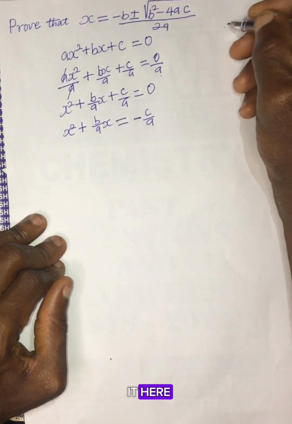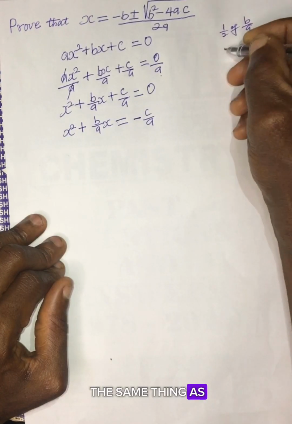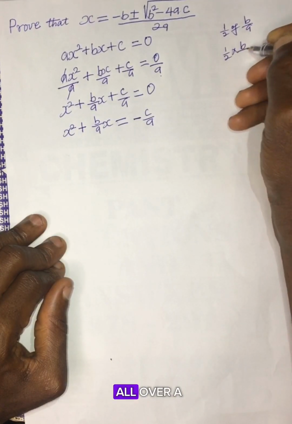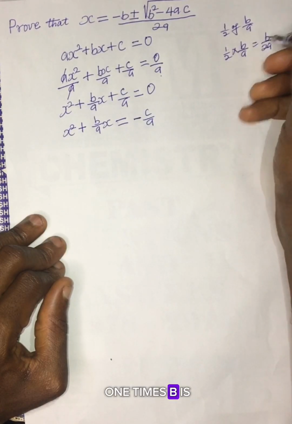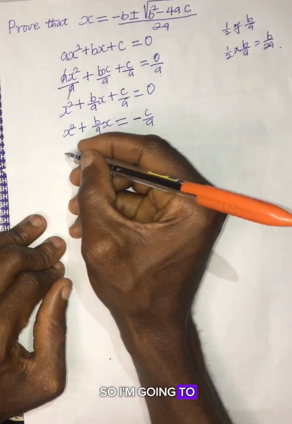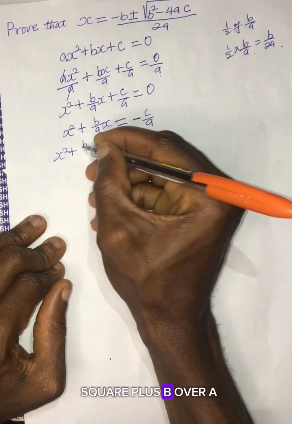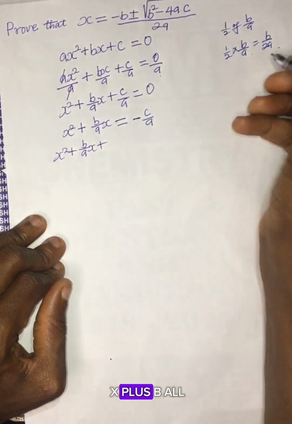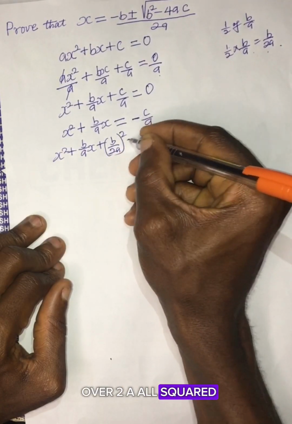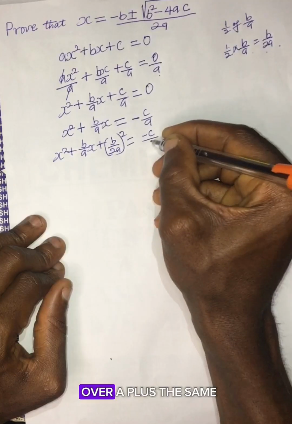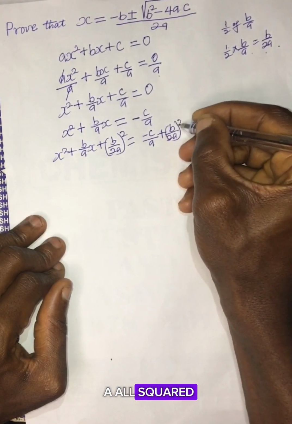Let me just solve it here. Half of b over a is the same as saying half times b all over a, which will give you b over 2a. 1 times b is b, 2 times a is 2a. So I'm going to add it to both sides and square. And I have s squared plus b over a times s plus b all over 2a all squared equal to minus c over a plus the same b all over 2a all squared.